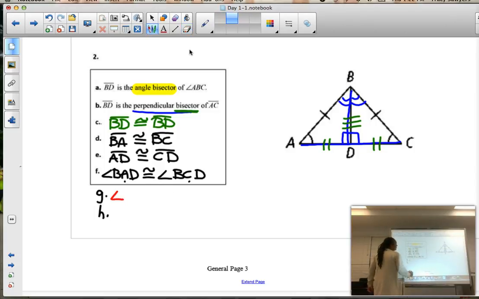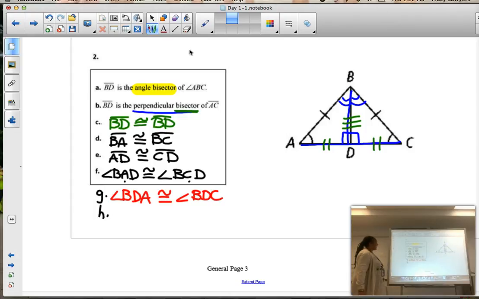Angle BDA, I'm going to give you. What's it congruent to? BDA is congruent to angle BDC. Thank you. You're all so shy today. And what's my last angle? So we have the one arc, this is my box, so angle A, B, C, D, B, C.